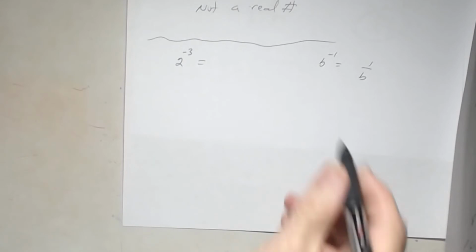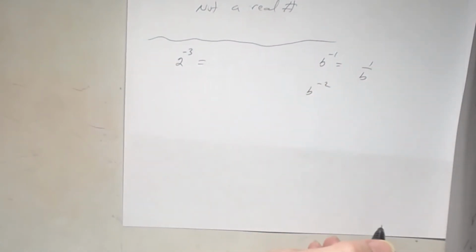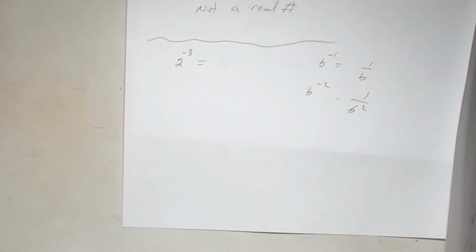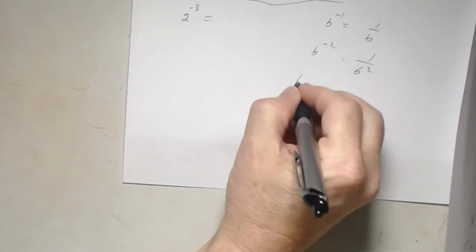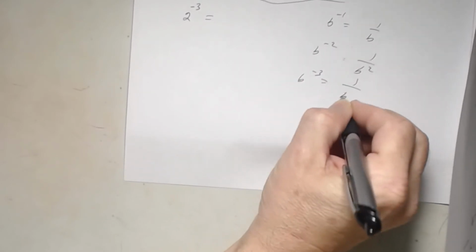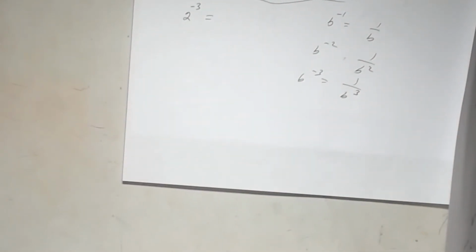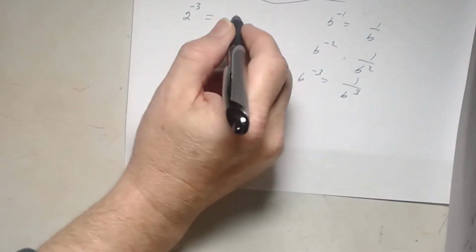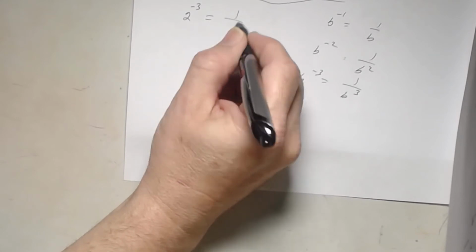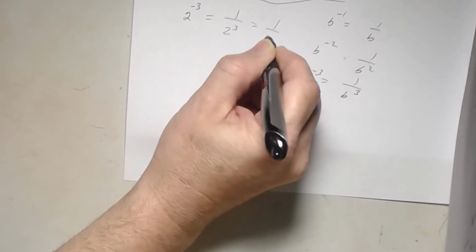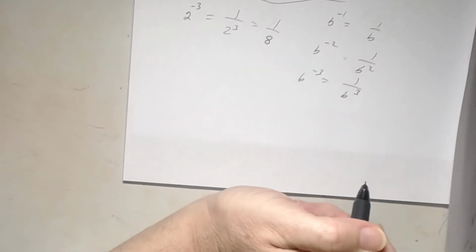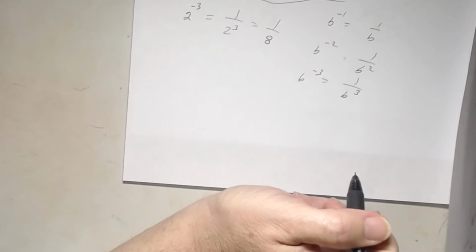All right. So if I have b to the negative second, then that becomes 1 over b to the second. If this is b to the negative third, then that's 1 over b to the third. So 2 to the negative third can be written as what? 1 over 2 to the third, which is 1 over 8. So 2 to the negative third is 1 over 2 to the third, which is 1/8.